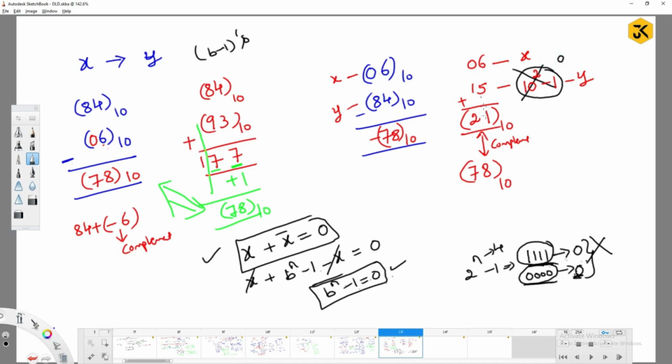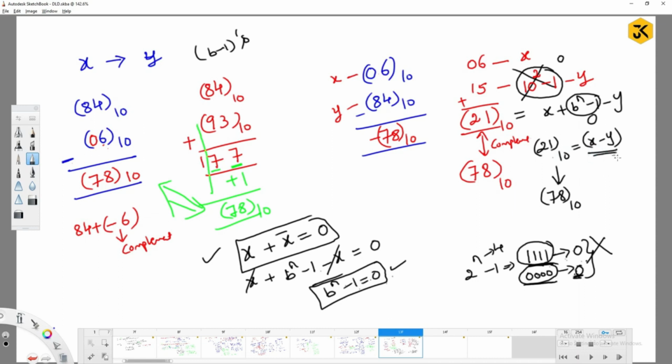Meaning that 6 plus 15 is 21, which I am trying to say is x plus b power n minus 1 minus y. I am going to make this as 0, which is 21 base 10, x minus y. Am I right? Yes or no? Now, for this one I am trying to find out the complement. What is the complement of 21?